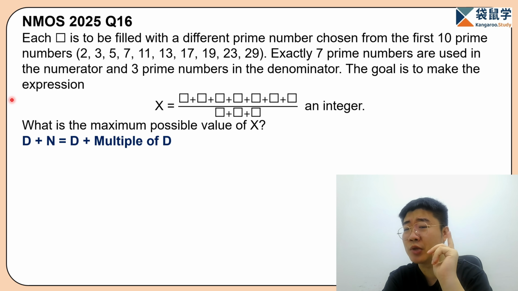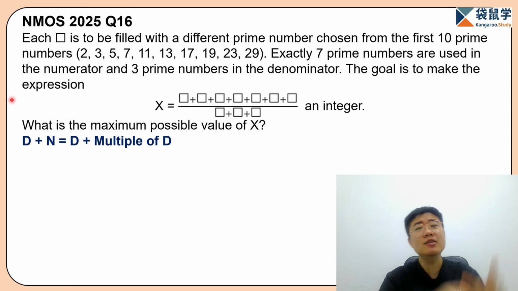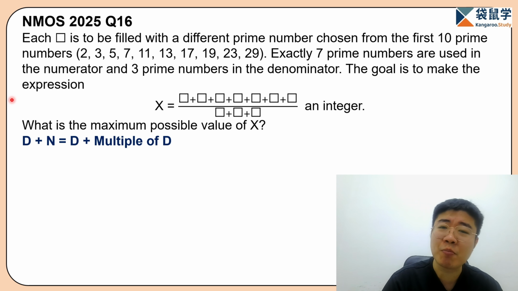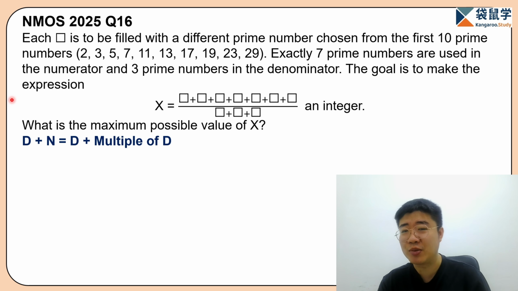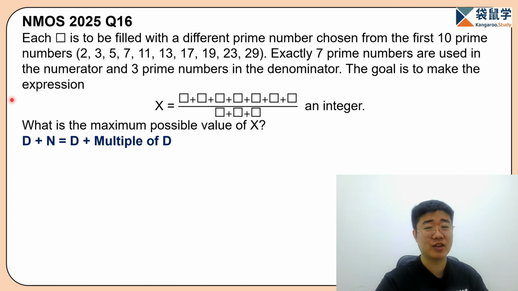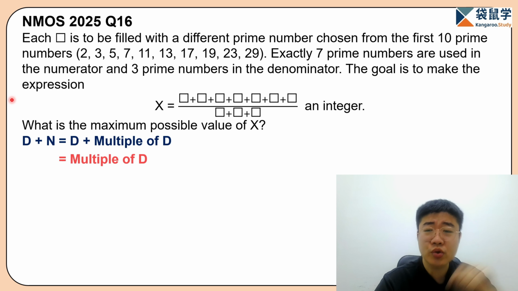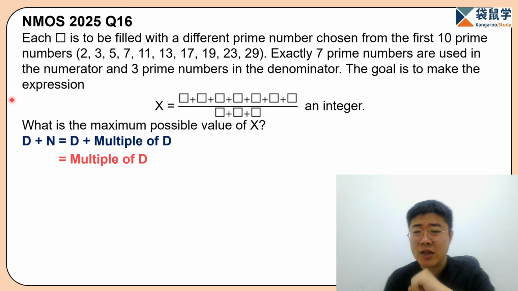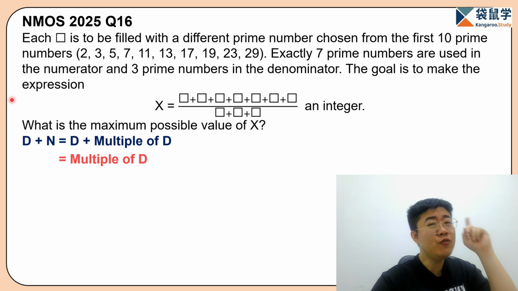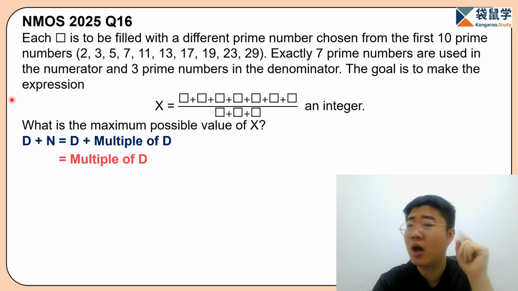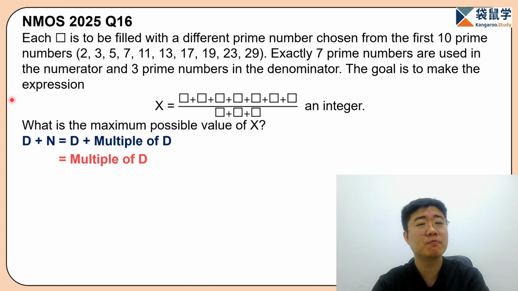If we notice a number plus a multiple of the same number, the result is also a multiple of this number. Definitely this is also a multiple of the number itself. So we know that when we add these two together, we are also going to get a multiple of the denominator. If this is a multiple of the denominator, how does that help us?